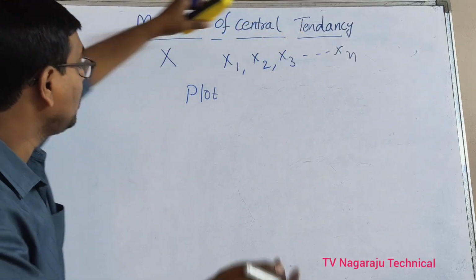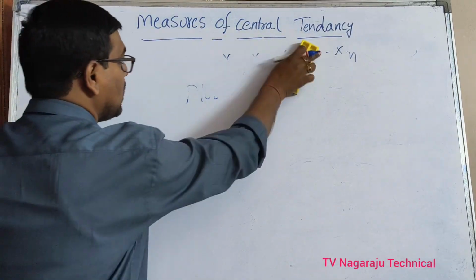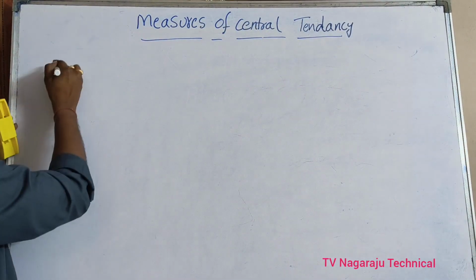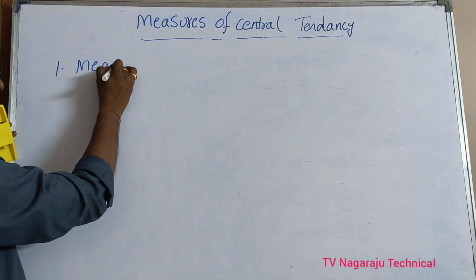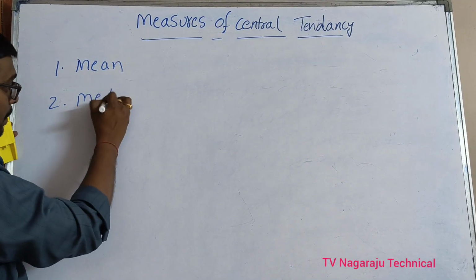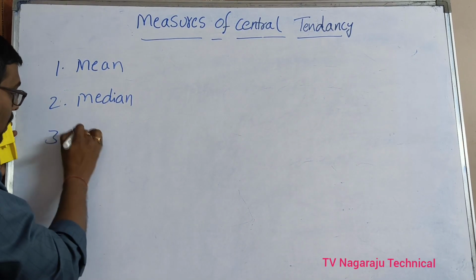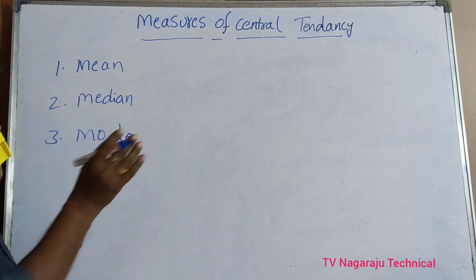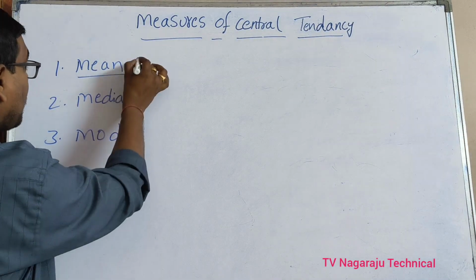So the different measures of central tendency, mainly we have three methods. One is the mean, the second one is the median, and the third one is the mode. These are the three methods, coming one by one.